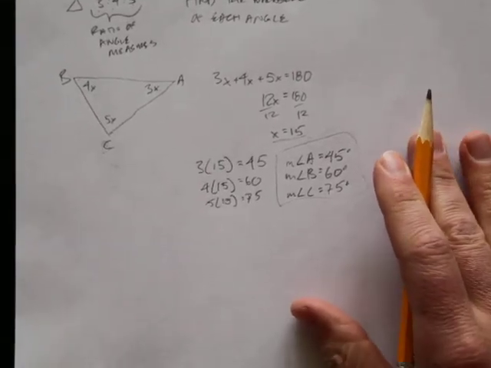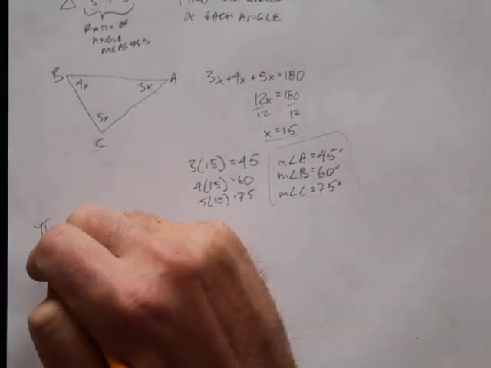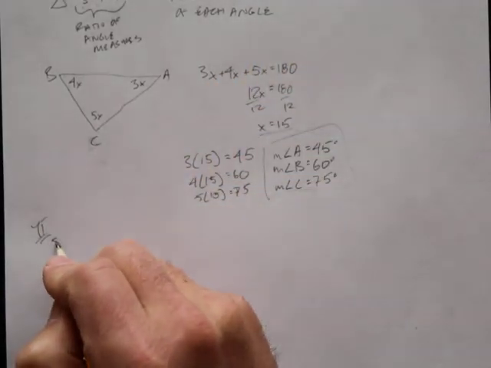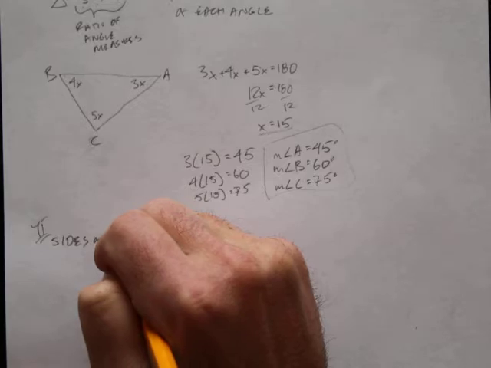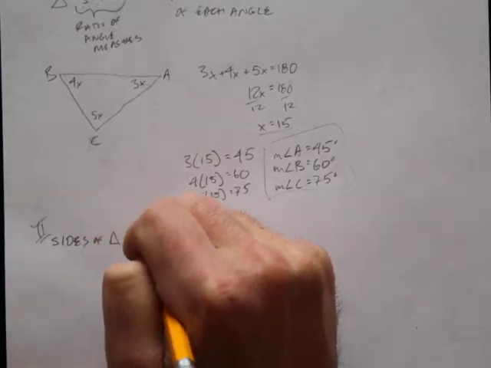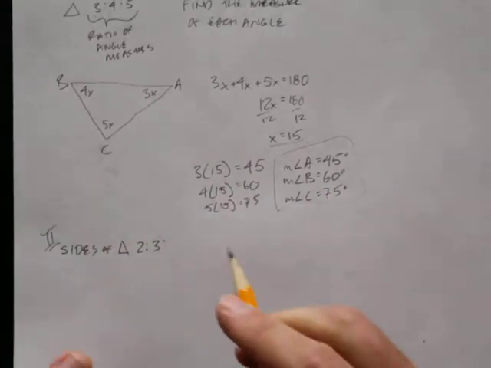All right, how about you try this one? So I've got sides of a triangle. My ratio is 2 to 2 to 3.